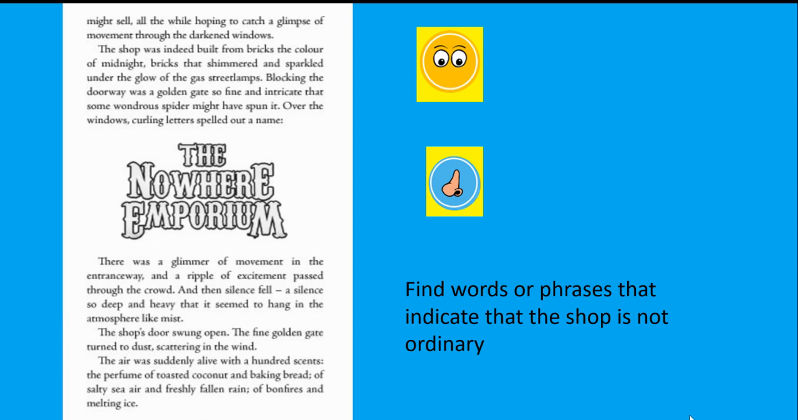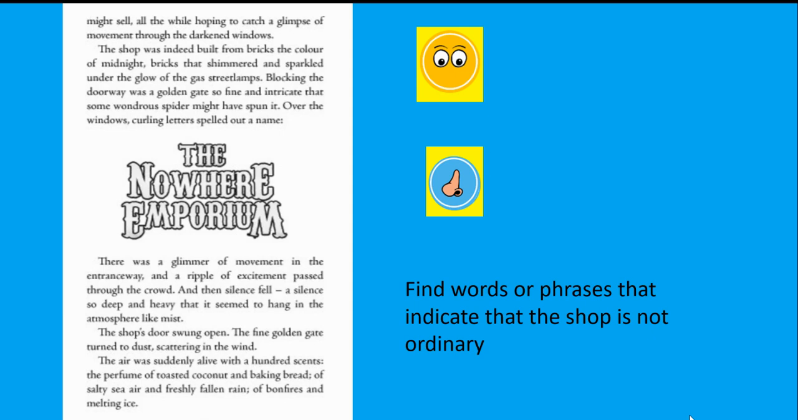There was a glimmer of movement in the entranceway, and a ripple of excitement passed through the crowd. And then silence fell, a silence so deep and heavy that it seemed to hang in the atmosphere like mist. The shop's door swung open. The fine golden gate turned to dust, scattering in the wind. The air was suddenly alive with hundreds of scents. The perfume of toasted coconut and baking bread, of salty sea air and freshly fallen rain, of bonfires and melting ice.